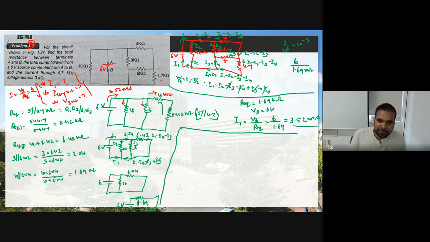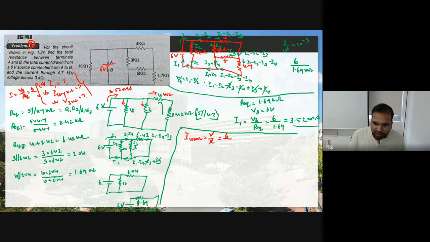Now how to find the current at the 10 kilo ohm resistor? See, this is the 6 volt source, and the 10 kilo ohm, 3 kilo ohm and 4 kilo ohm resistors are connected parallel to the 6 volt source. Current flowing at 10 kilo ohm, I equals V by R. What is the voltage? Because this 10 kilo ohm is connected parallel to the battery, the voltage is the same. When resistors are connected parallel to the voltage source, voltage is the same.